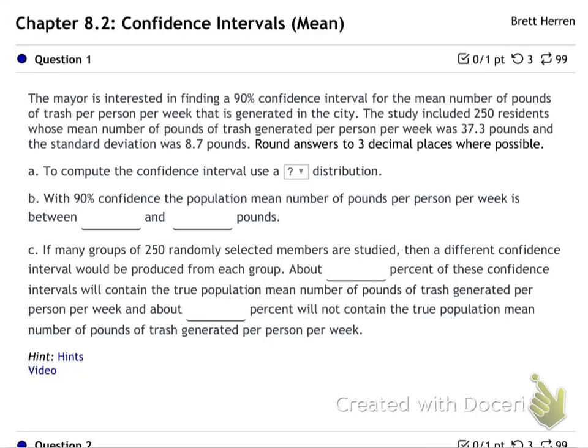So 8.2, confidence intervals for means, not for proportions. What does that mean? All right. The mayor, here's an example. The mayor is interested in finding a 90% confidence interval for the mean number.